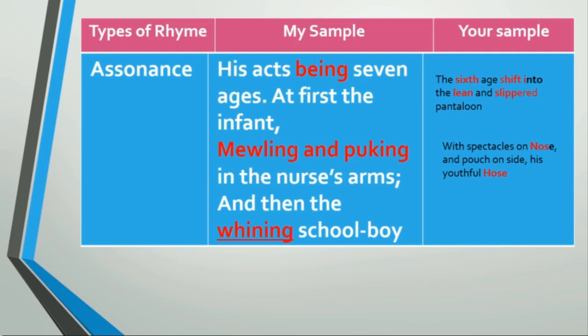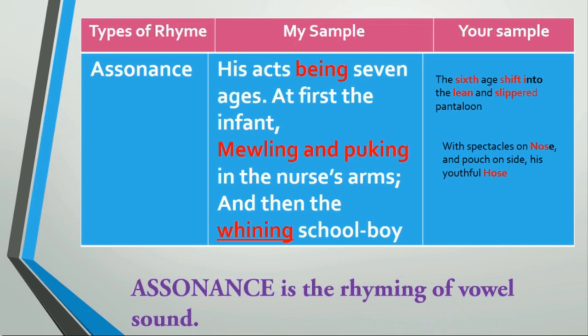Who can define it? Good job. Now, here is our common definition of assonance. Assonance is the rhyming of vowel sound. Assonance is the rhyming of vowel sound. Get it? It's easy, right?